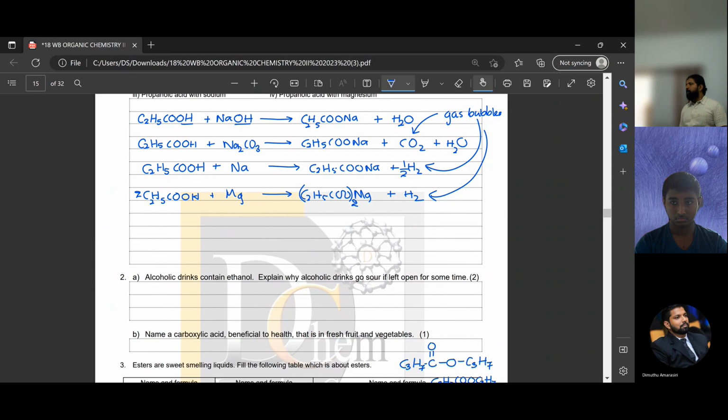Correct. Exact answer. You have to give the answer so that you get how many marks? 2 marks. 1 mark is that oxygen in air oxidizes your ethanol, due to microbial action, bacterial action. And it turns into vinegar, ethanoic acid.